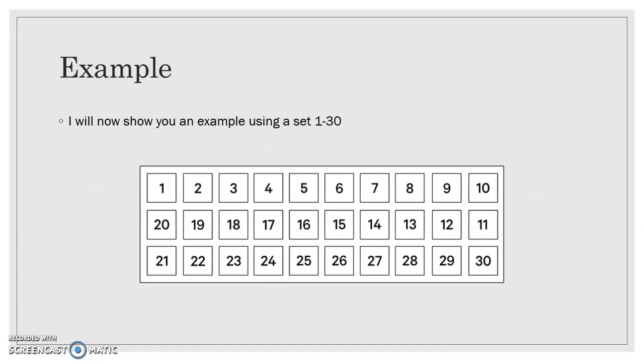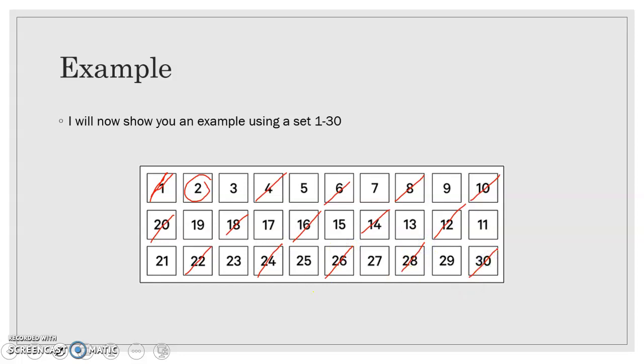Now I will show you an example using a set from 1 through 30. Let me get my pen out. So I will begin by crossing out 1 because 1 is technically not a prime number. 2 is the first prime number, so I will circle that. Now, the next step is to cross out all multiples of 2 after. So 4, 6, 8, 10, 12, 14, 16, 18, 20, 22, 24, 26, 28, and 30.